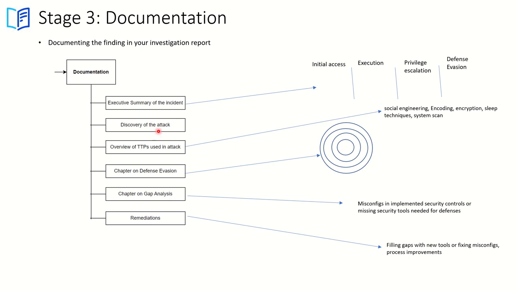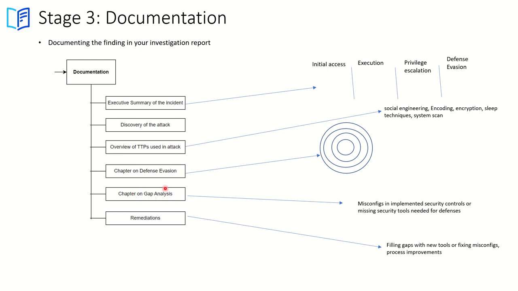Discovery of the attack. In this second chapter, you can discuss how the attack was discovered. Was it through some alert from some tool, or was it the user himself raising the security incident, something like that. Overview of tactics, techniques, procedures used in the attack. As I said, analyzing the malware in the sandbox environment will give you a detailed overview of what tactics, techniques, procedures were used. Referencing the MITRE ATT&CK framework will also help you to understand the techniques that were used by the attacker. Same thing, defense evasion, you can figure it out.